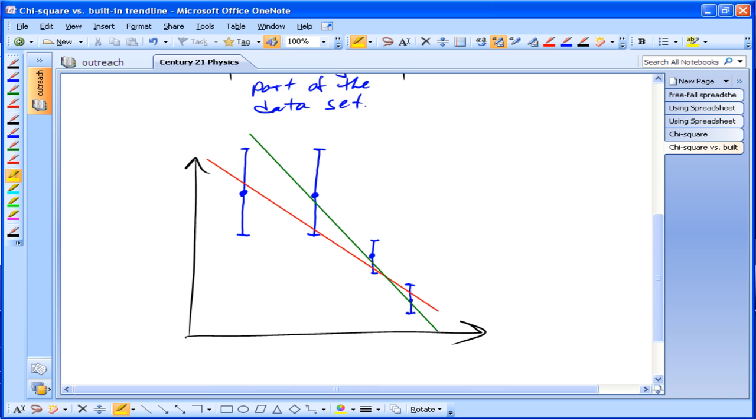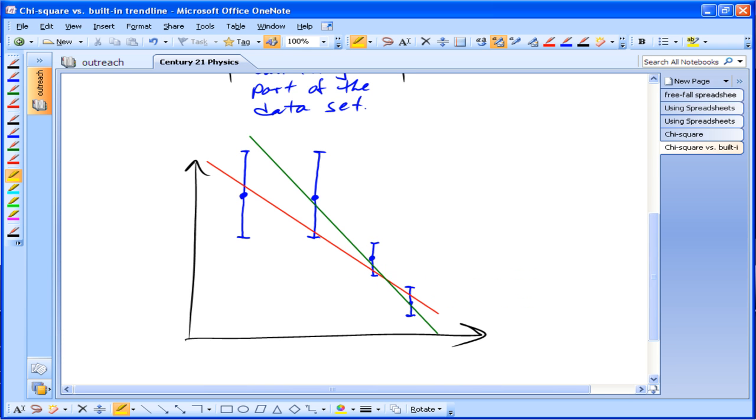However, these 2 points at the end have less error, and so it's more important to get close to them than it is to get close to these first data points, because if these guys are so reliable, your fit had better weight them more heavily. So the chi-square analysis is more likely to give you a fit like the green line shows, and that is the better fit to this data.